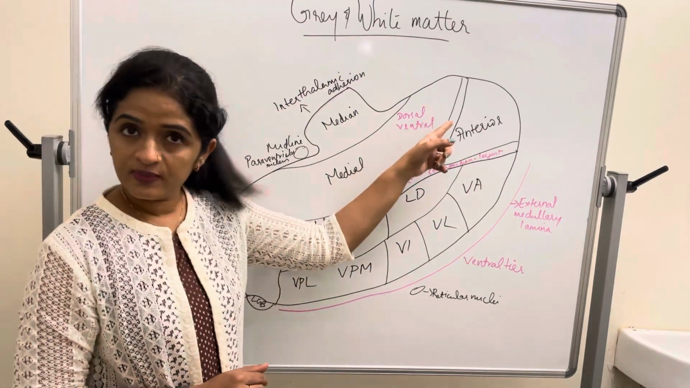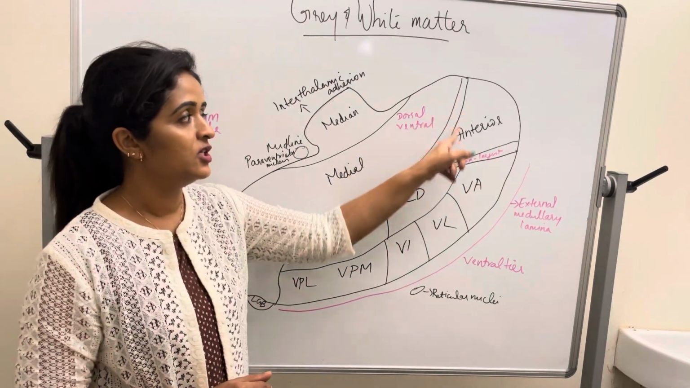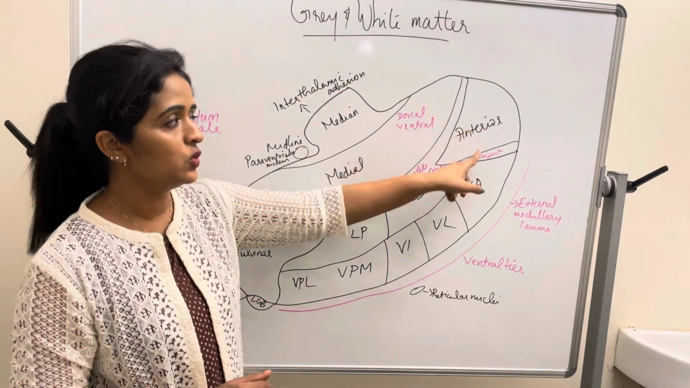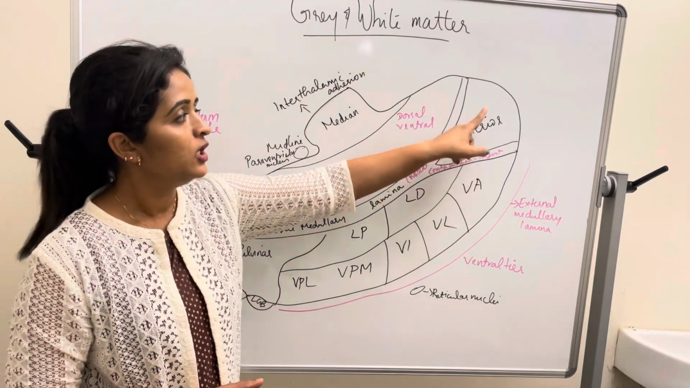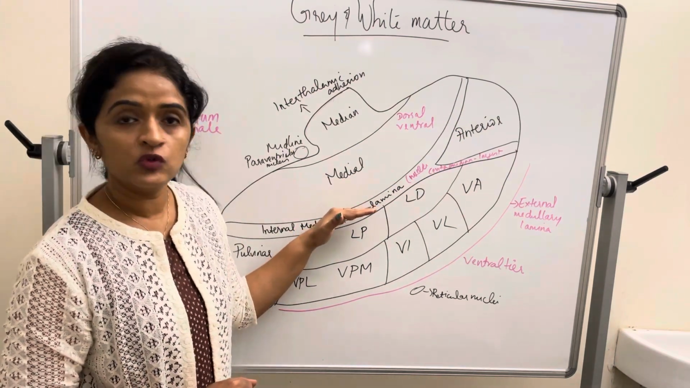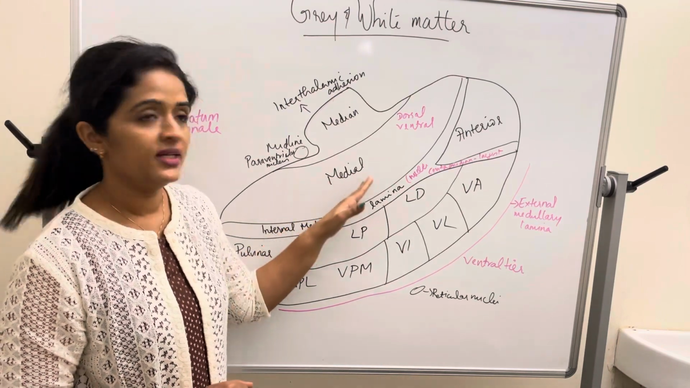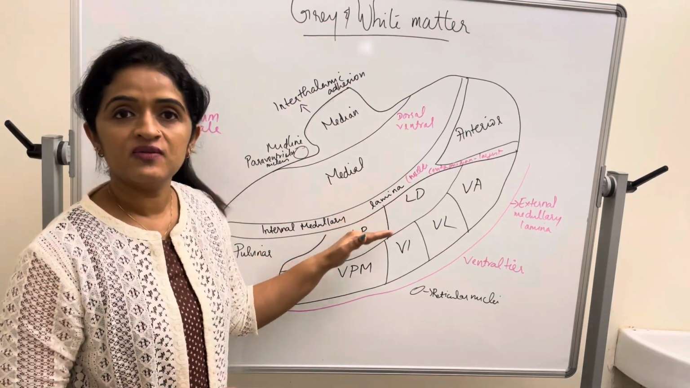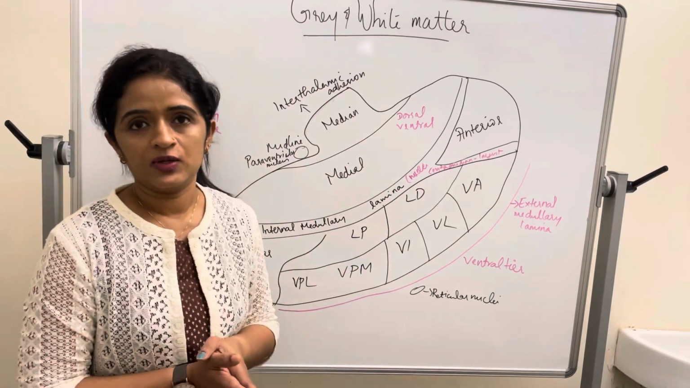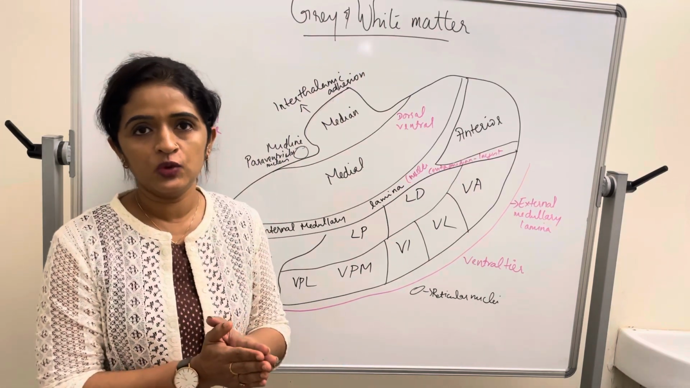We have already mentioned that the internal medullary lamina is in the form of a Y. It has got two limbs anteriorly and a stem posteriorly. Between the two limbs of internal medullary lamina, you have the anterior group of nuclei. The group of nuclei lying medial to the stem of the internal medullary lamina, you call it a medial group, and the group of nuclei lying lateral to the internal medullary lamina, you call it the lateral group. So these are the three important groups of thalamic nuclei which you should be knowing.